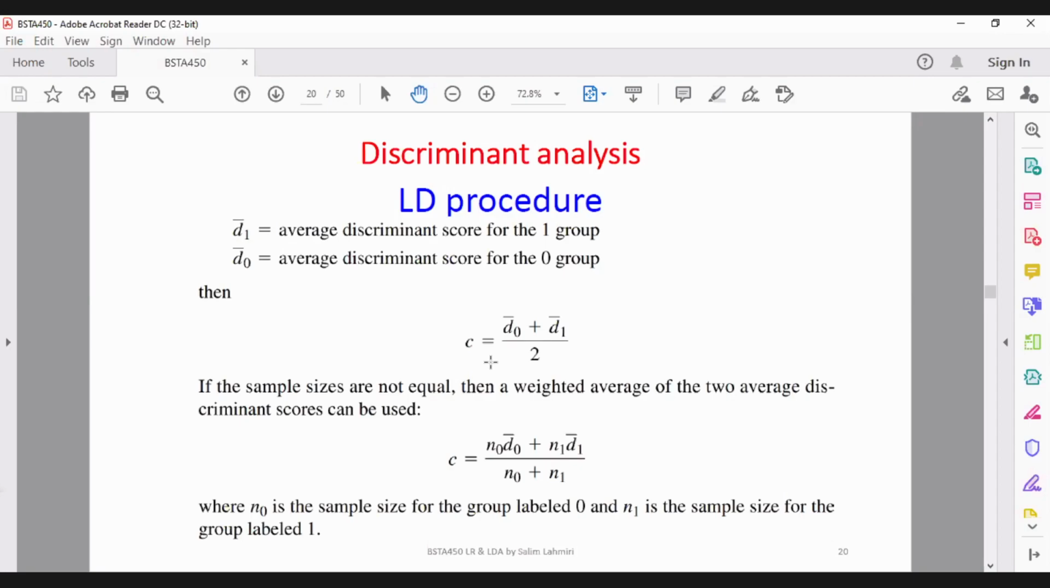But what happens if the two groups are not equivalent? The number of observations in the two groups are not equivalent, meaning that the groups are not balanced. If that is the case, then the cutoff is equal to N0 multiplied by D0 bar plus N1 multiplied by D1 bar, over N0 plus N1, where N0 is the sample size for group 0 and N1 is the sample size for group 1.